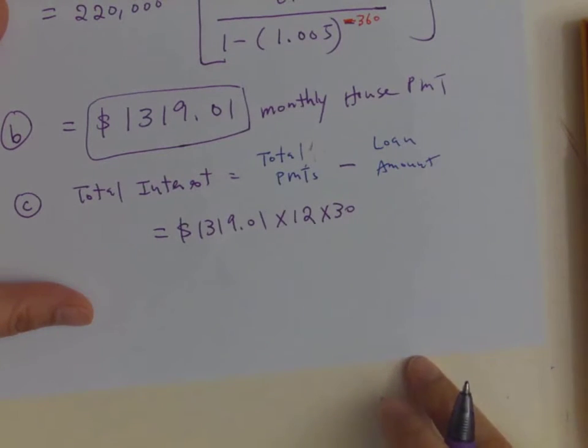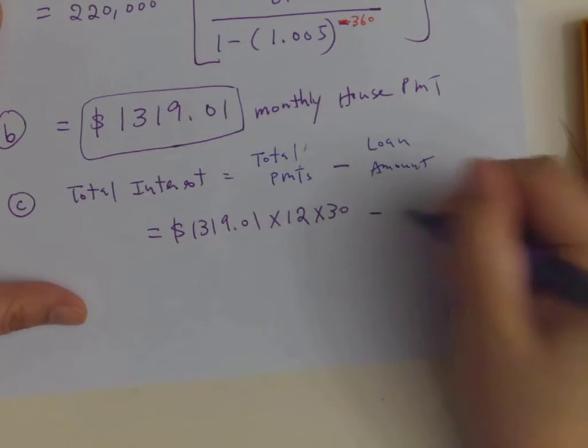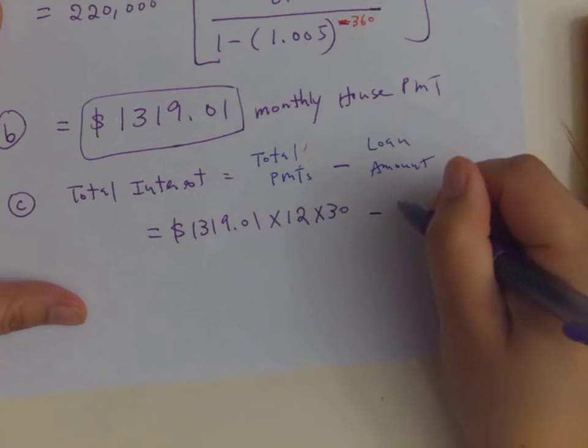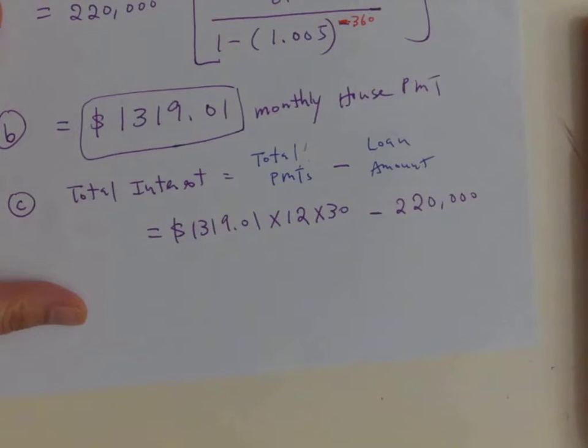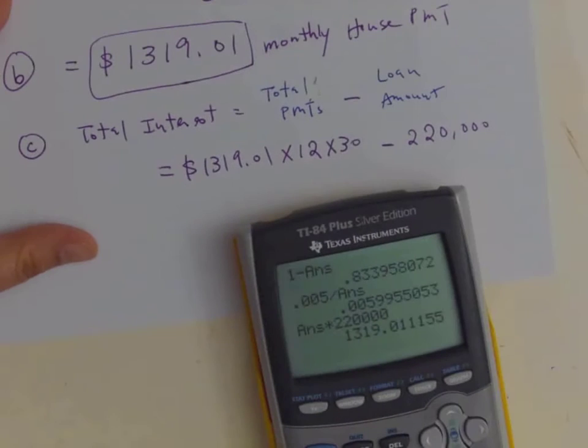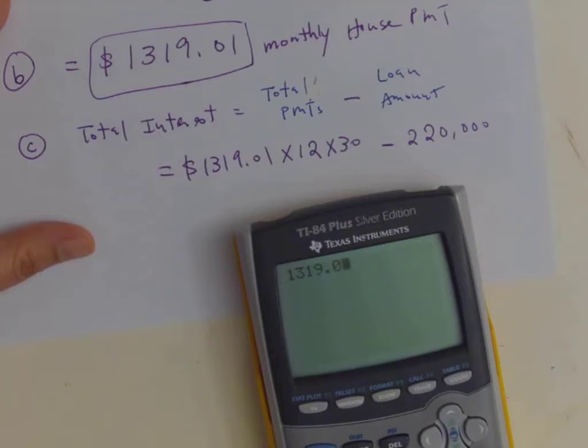Times 12 times a year for 30 years, right? So you did that 360 times. Subtracting my loan amount originally, which is $220,000, after you did the down payments. So let's use your calculator. $1,319.01 times 12 times a year times 30 years. So that's how much you pay in total.